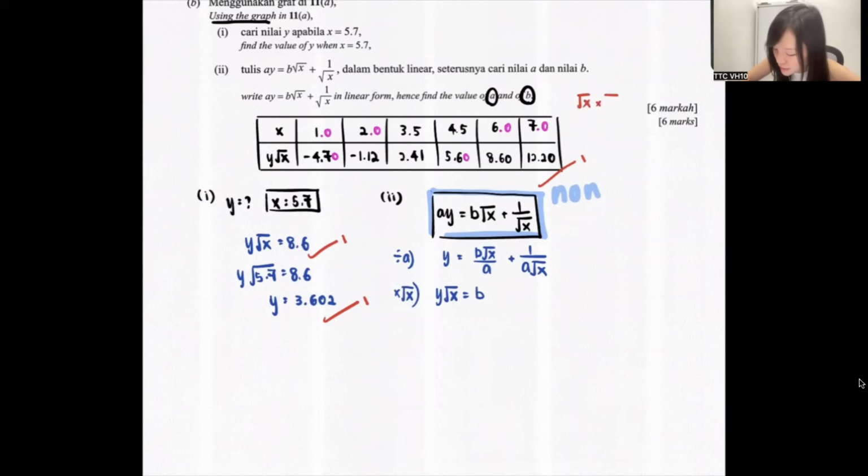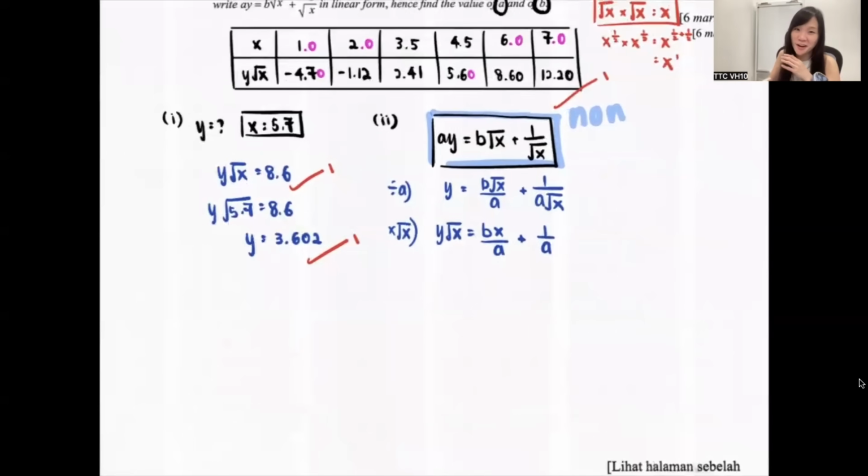Square root X times square root X is X, because square root is actually power half. So power half times power half, the powers you plus, so half plus half is 1. That's why this one is X over A. Then sub X and sub X cancel, only left 1 over A. Wow, such a nice one. I feel very good about it.